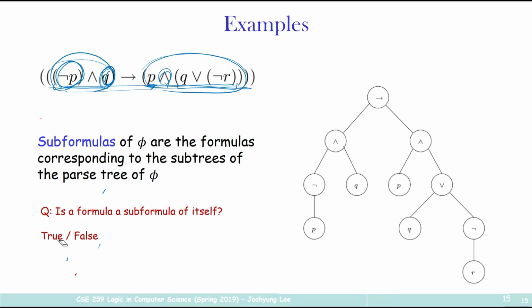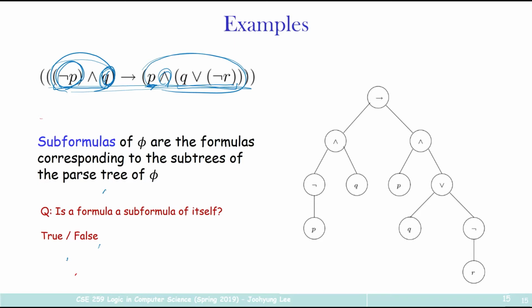Okay, this is actually true, and the reason for that is when you say subtree, it's going back to the definition of subtree. A tree is a subtree of itself. If you have seen graph theory in discrete math, there's a tree and subtree relation, and there a tree is a subtree of itself. So the same definition applies here. A formula is a subformula of itself.